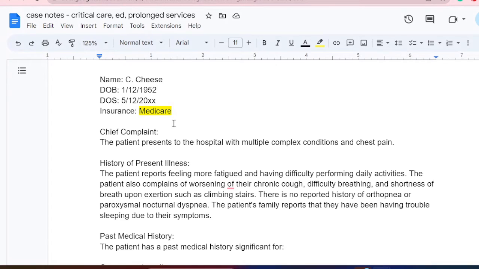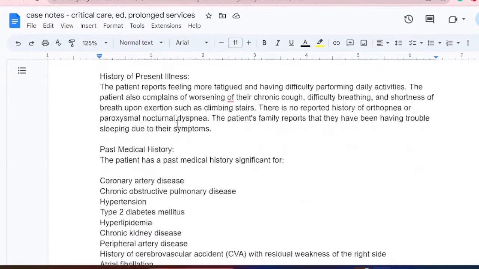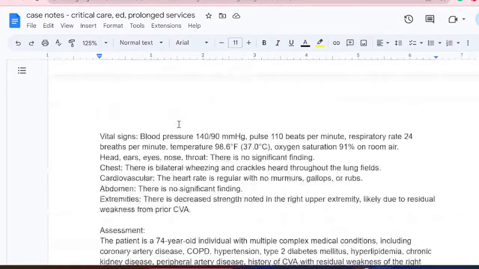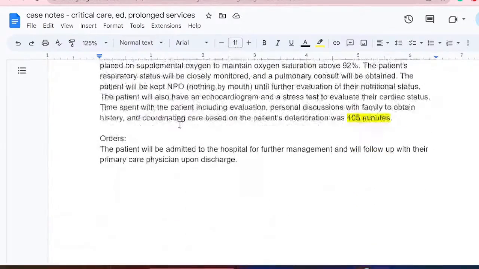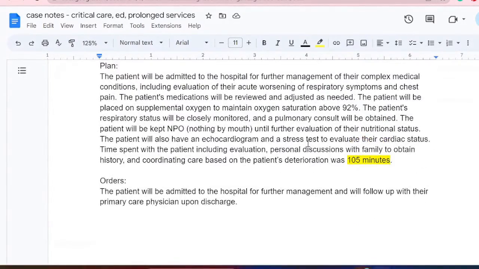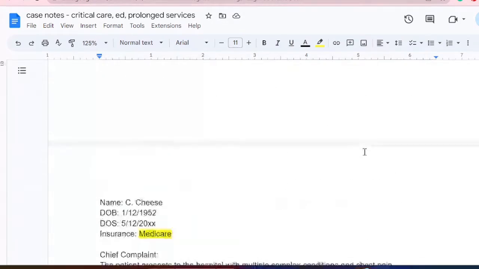So this patient had a lot of issues. And because this was a long patient, if we look here at the very end, the provider just documented the time. And they have here this was a time spent with the patient, including evaluation, personal discussions with the family to obtain history, coordinate care. They talk about what they were doing this whole time, and it was 105 minutes. Now, again, this is prolonged care, because this is going to go beyond the inpatient admit. This was an inpatient admit.